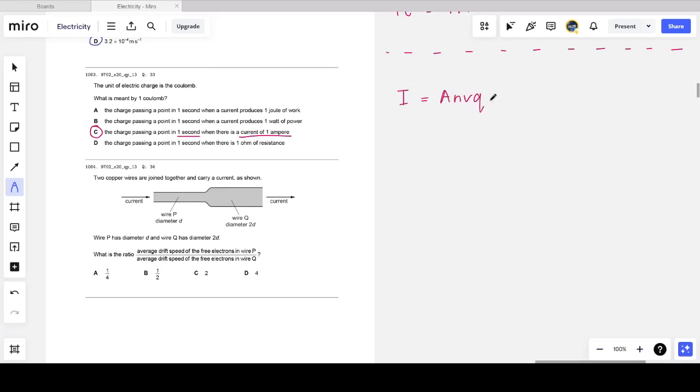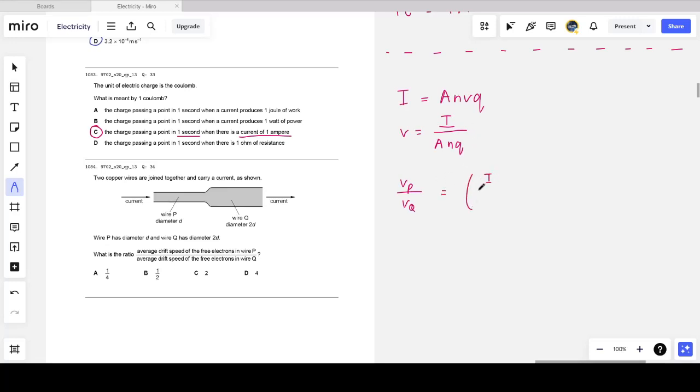But strange, I want the ratio of drift speeds. But what about all the other quantities? I'm not given anything besides the diameter. So you can tell probably that those things are going to cancel off. We know that drift speed, again I'm doing some rearranging, is I divided by ANQ. So if I want the drift speed of the electrons in P over the drift speed in electrons of Q, which is what the question is asking me for, then it's simply that ratio.